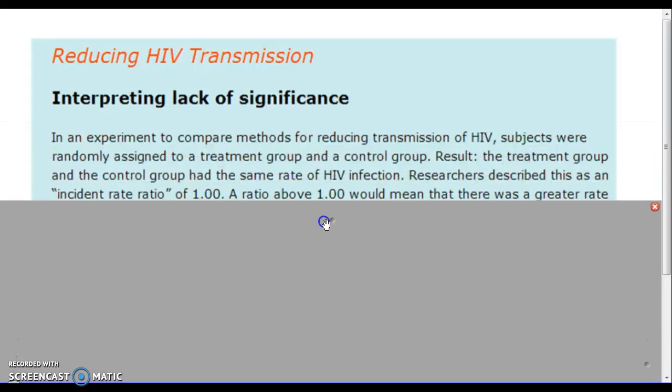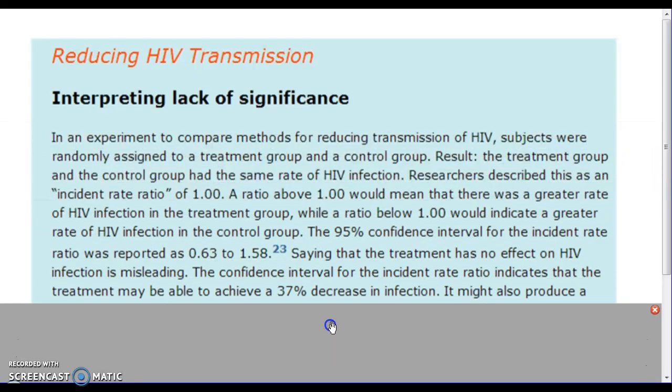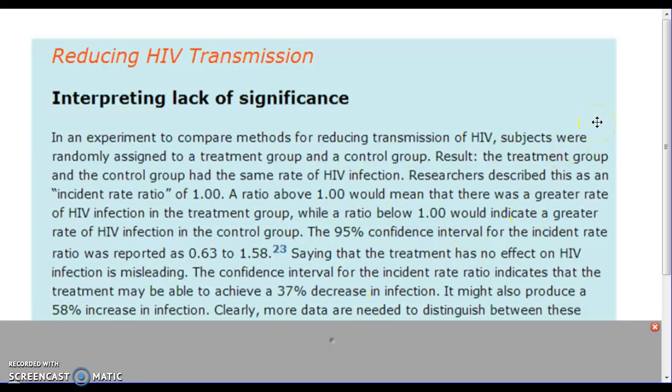For example, in an experiment to compare methods of reducing transmission of HIV, subjects were randomly assigned to a treatment group and a control group. The result: the treatment group and the control group had the same rate of HIV infection. Researchers describe this as an incident rate ratio of 1.0. A ratio above 1 would mean that there was a greater rate of HIV infection in the treatment group, while a ratio below 1 would indicate a greater rate of HIV infection in the control group. The 95% confidence interval for the incident rate is 0.63 to 1.58.